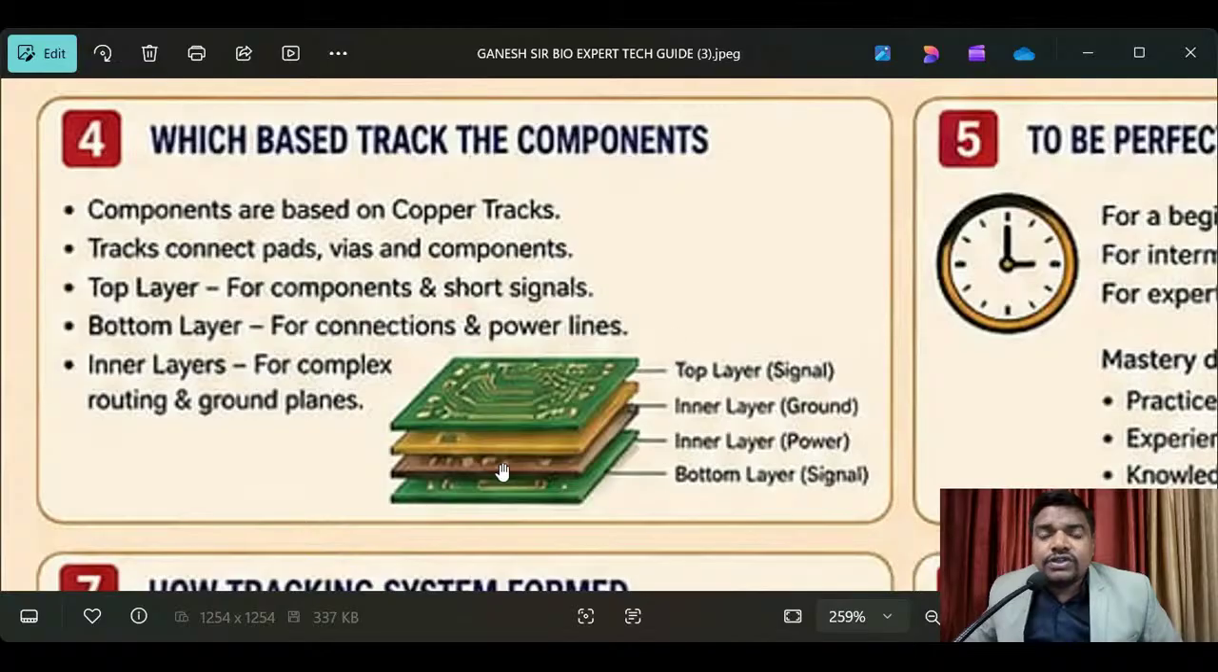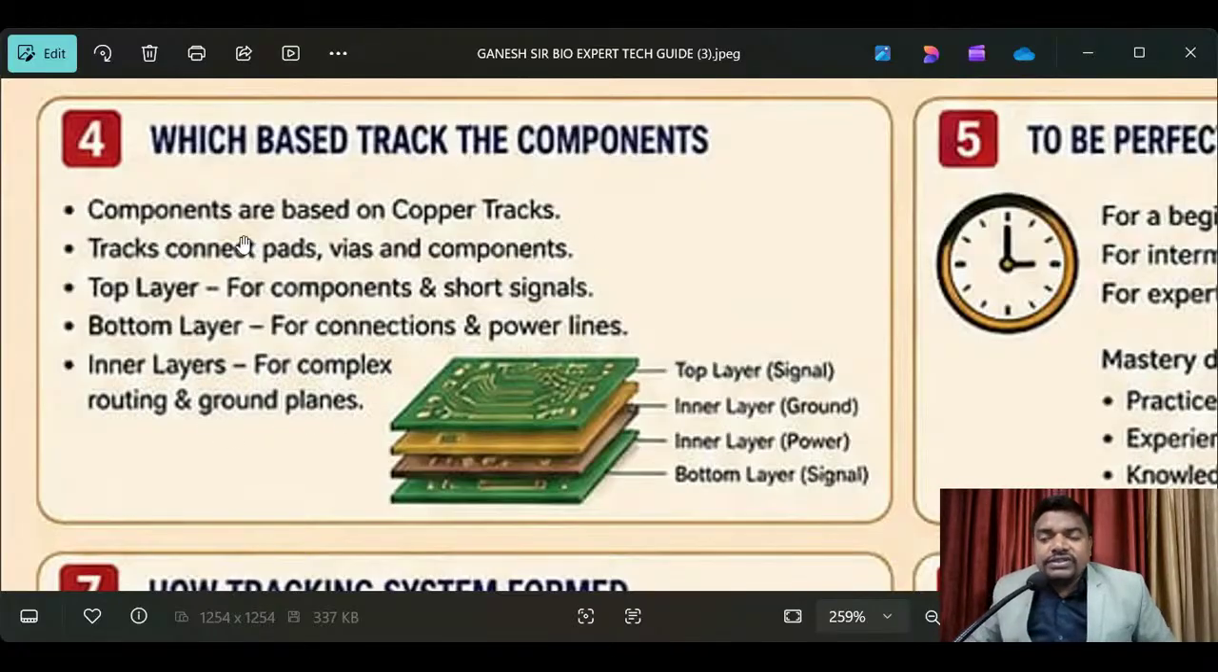See here, I have attached the picture also. See how the component looks and how many layers the PCB has. Bottom layer signal, inner layer power, inner layer ground, and top layer signal. These are the layers, and to prepare the PCB these are very, very important. The components are based on copper tracks, and tracks connect pads, vias, and components. The top layer is for components and short signals, and the bottom layer for connections and power lines. And the inner layers are for complex routing and ground planes.